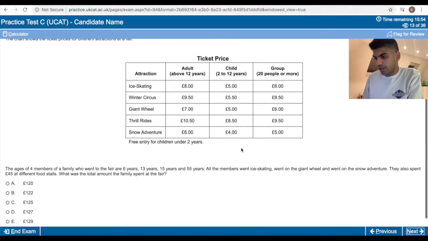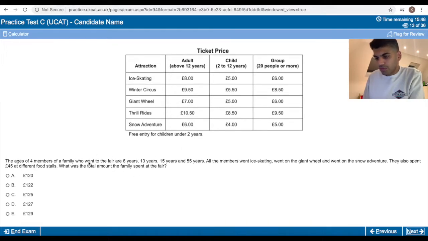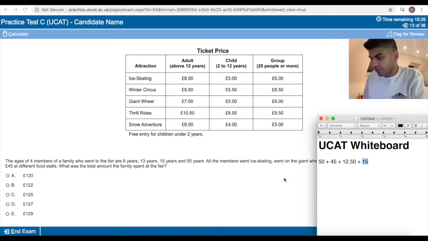Okay, so we've got a list of different things you can buy. Funfair rides. The ages of four members of a family who went to a fair are 6, 13, 15, 55. All members went ice skating. First of all, what are the ages? Groups are 20 or more. So this is four members, so it's three adults and one child.